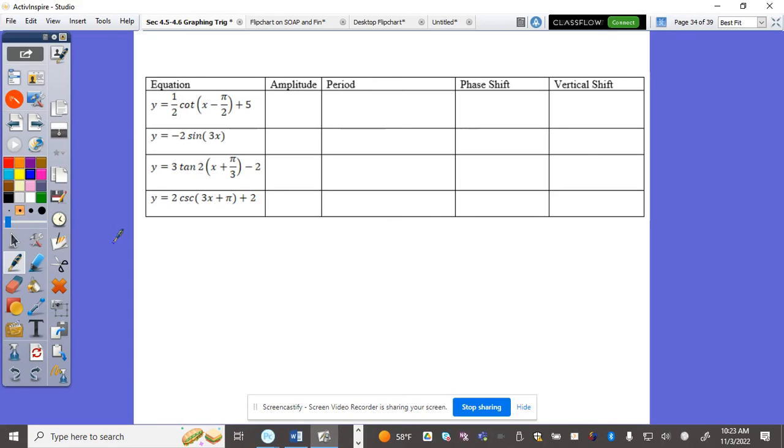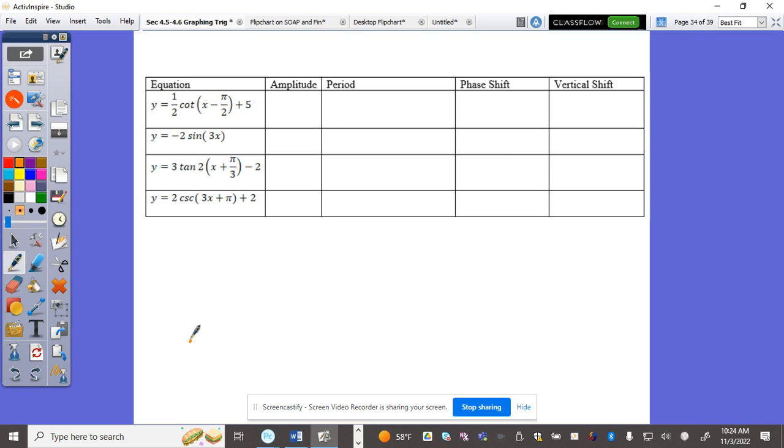Yo, this is Mr. O, and today we're going to review and prepare for the test for graphing trig functions. So we'll go over the study guide. Here I have y equals 1/2 cotangent of (x minus pi over 2) plus 5.